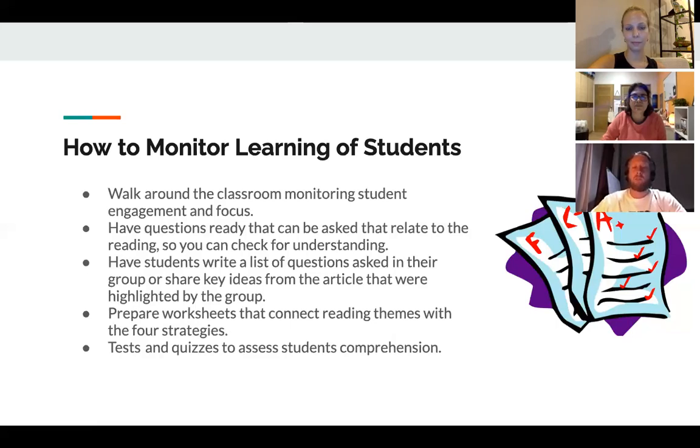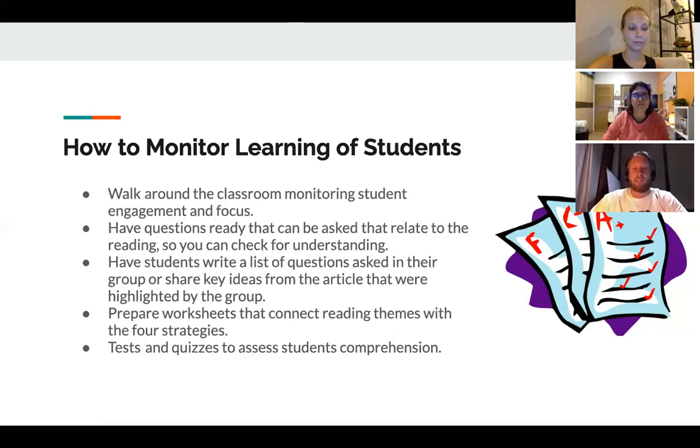You can also prepare worksheets that are going to connect the reading themes with the 4 strategies. This way, we've always got to have something physical that's going to show administration that, hey, what I'm doing is working and here's proof that it's working.